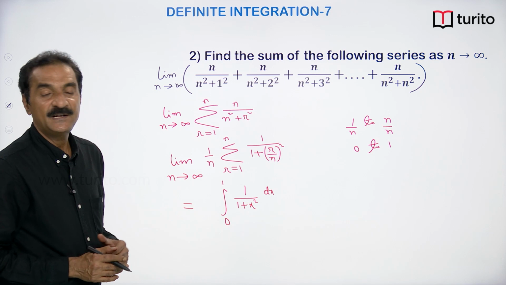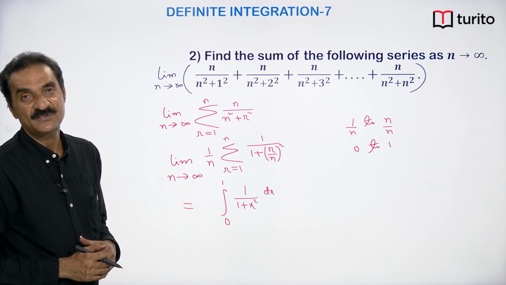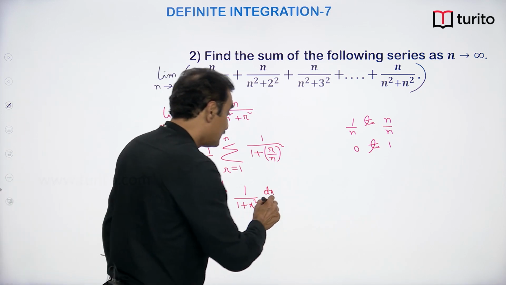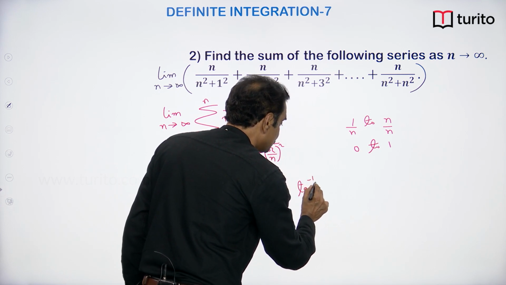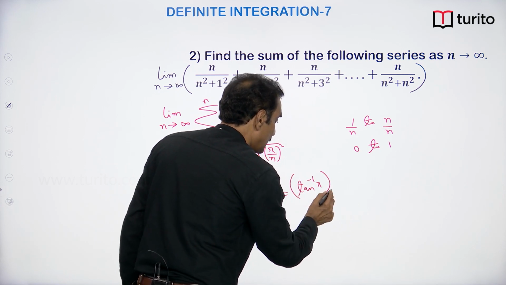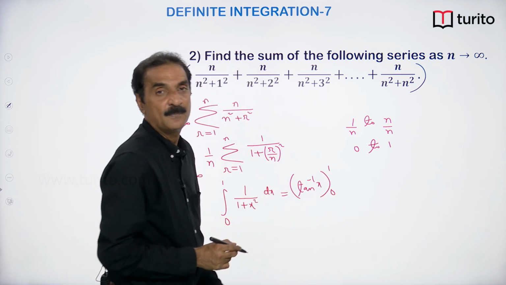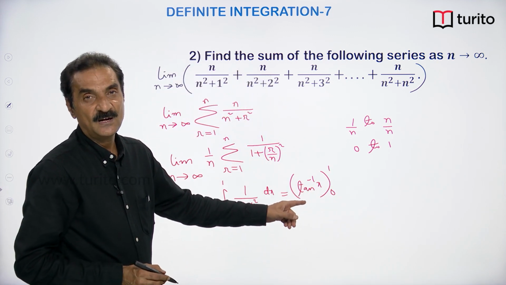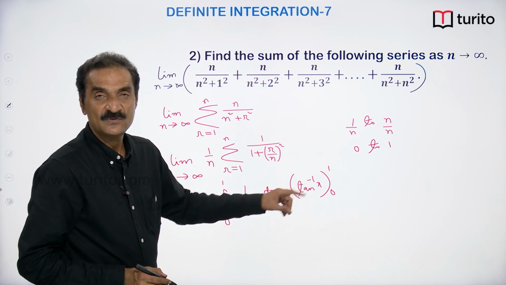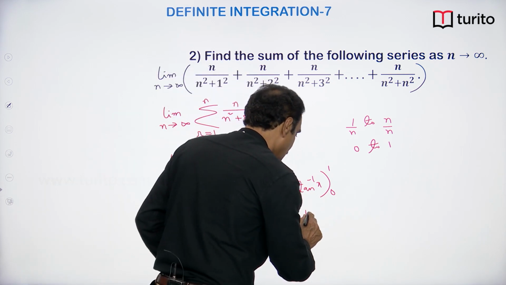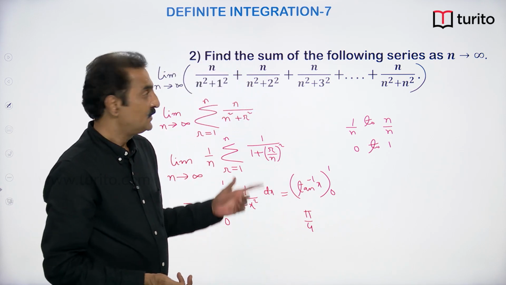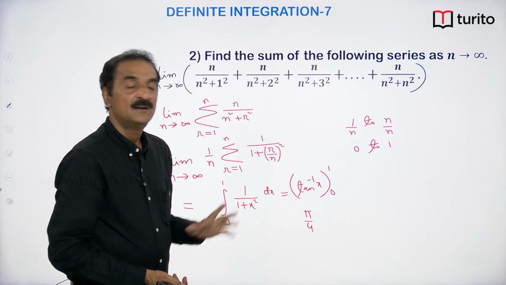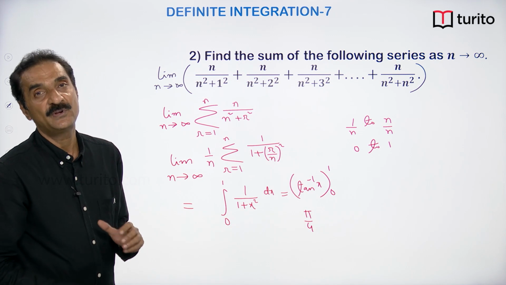Now what is the integral? Integral of 1 by 1 plus x square is tan inverse x. Now substitute the limits. Substituting the upper limit 1, we will get tan inverse 1 is equal to pi by 4. Substituting 0, it is 0. So the value of this limit is pi by 4 when n tends to infinity.